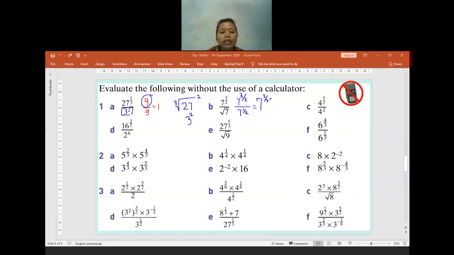And now the question is asking to evaluate. If evaluate, it will be better if you answer it with a number without power. So you have to write it as 7 only. No need for the power 2 per 2 or power 1. Is there anyone having any questions so far, or is my explanation too fast? Is there anyone who has any confusion? No confusion? Okay.